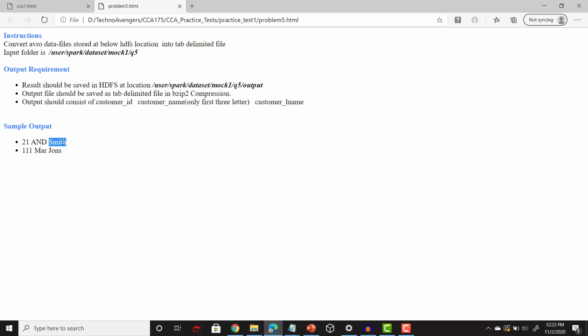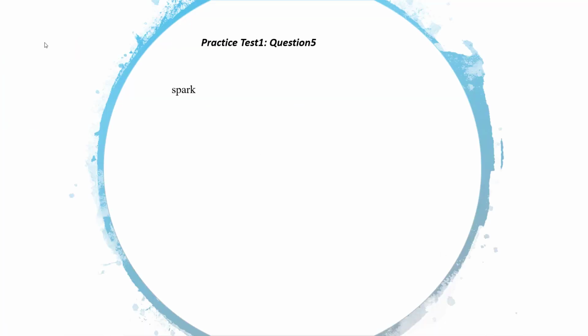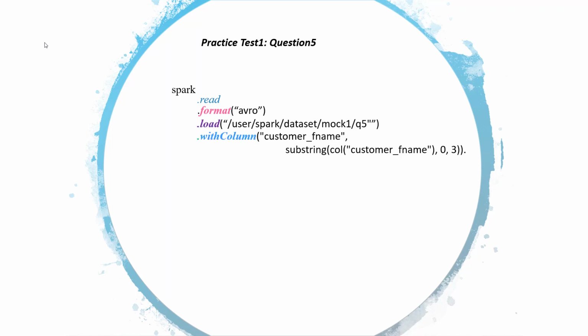Okay, so let me show you the solution for that before running that onto Spark Shell. I'm going to say spark.read.format Avro. So remember that whenever you are using the Avro file, you have to use the hyphen packages while opening your Spark Shell in the Google Cloud environment, but in the exam you don't need that. Okay, .load.